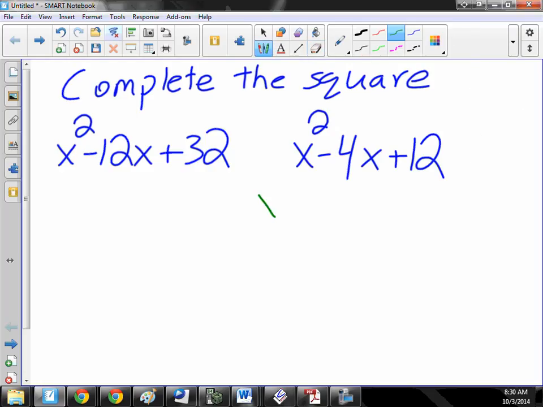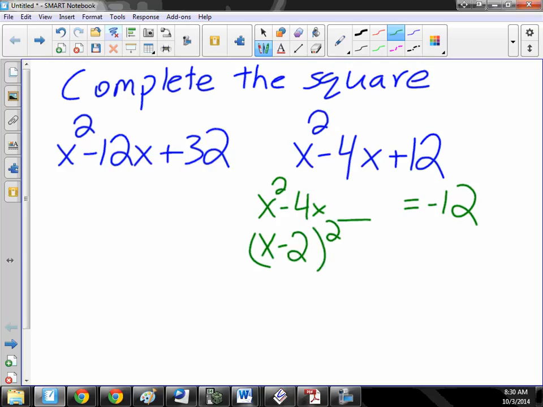So x squared minus 4x, leave a space, equals negative 12. What is my factor? X minus 2. So negative 2 times negative 2 is plus 4. Plus 4. So that's negative 8. If that number's negative, what's going to happen? I'm going to have an imaginary root, which means this quadratic does not touch the x-axis.